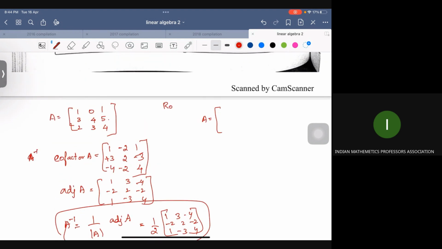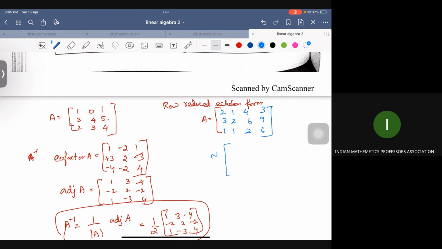Now row reduced echelon form. Let us take an example for the matrix 2 1 4 3, 3 2 6 9, 1 1 2 6. This can be any m by n matrix. It can be a rectangular matrix.